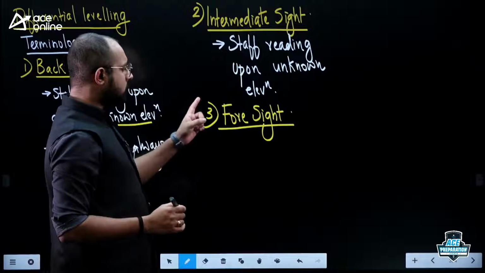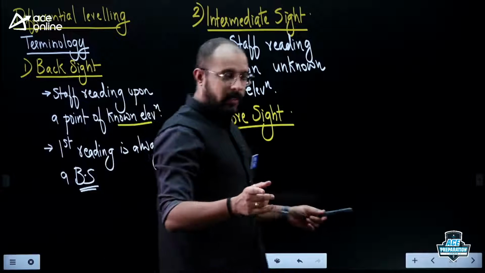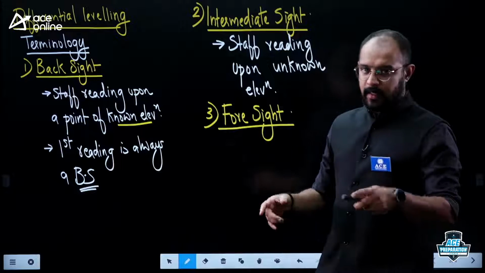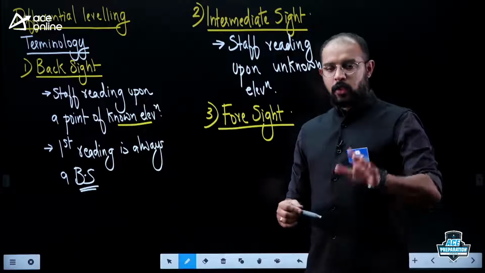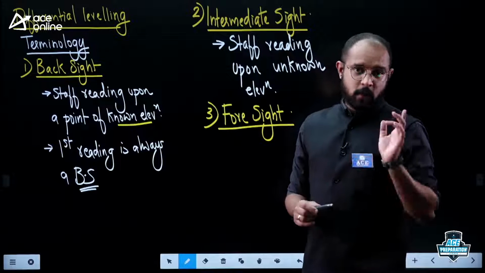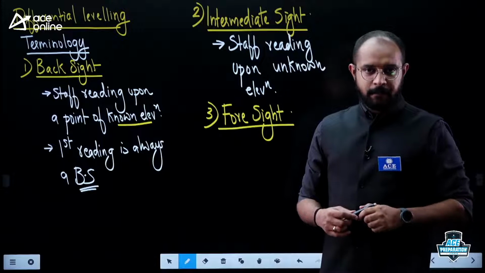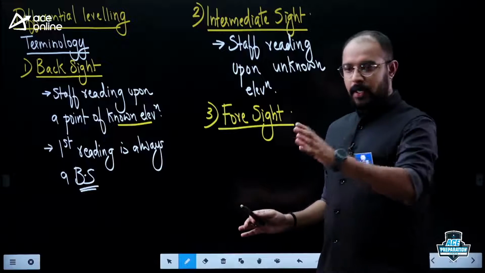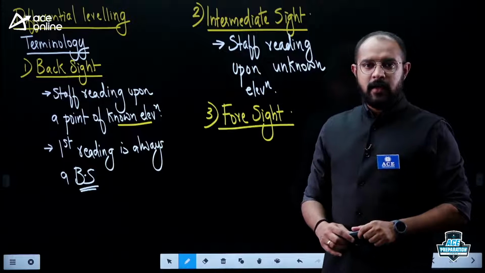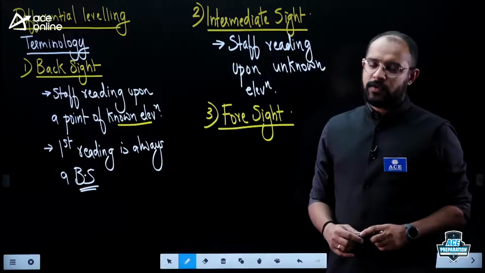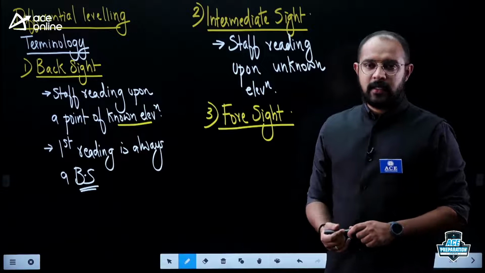So what is a Foresight? I will tell you, a Foresight is nothing but an intermediate sight, which means it is also a staff reading taken upon a point of unknown elevation. But when should I call this particular intermediate sight a Foresight? When it is the last reading that you take just before shifting the instrument. Such a reading is what we call a Foresight.